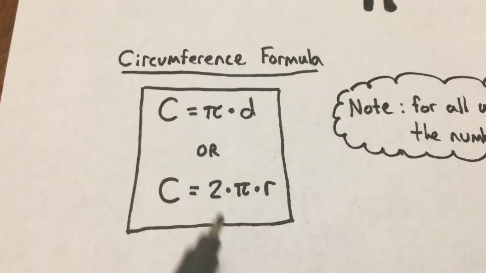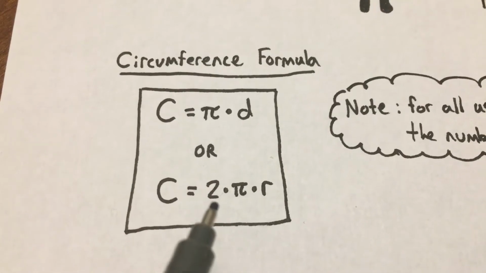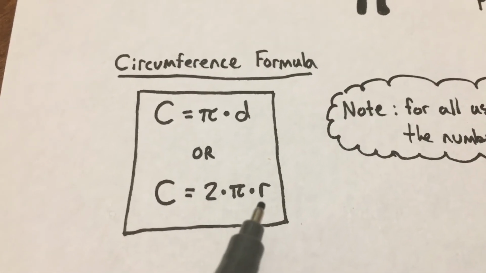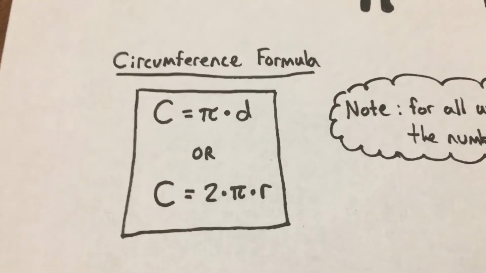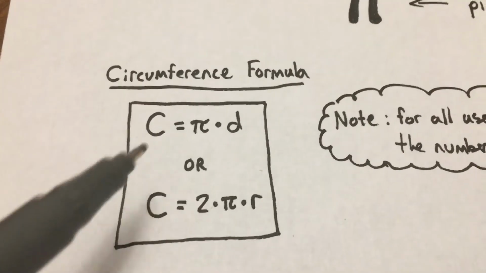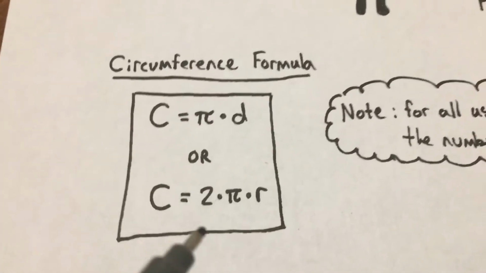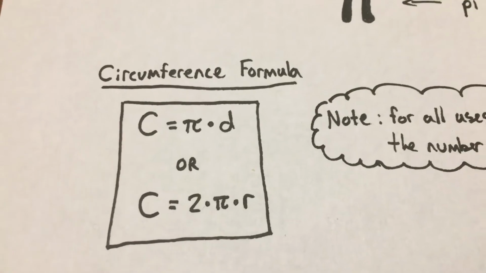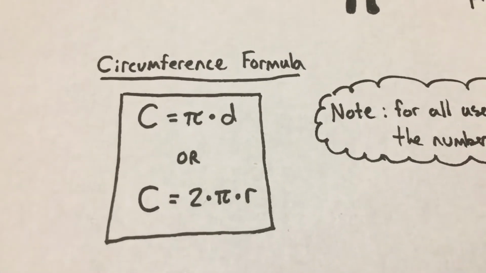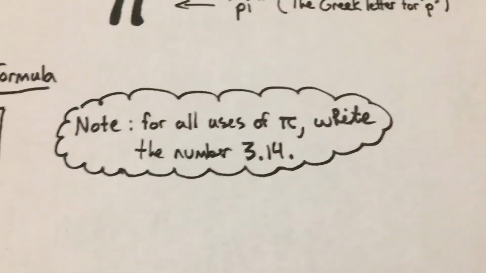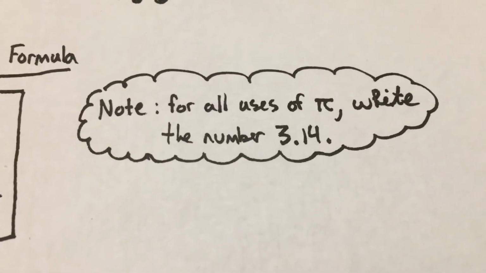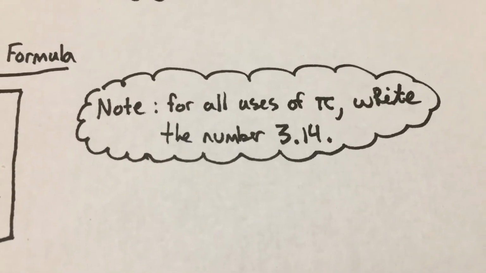If you look carefully, the relationship between these two formulas is that if you do 2 times the radius, well, guess what? That's the same thing as the length of the diameter. So it doesn't matter which formula you use, just make sure you pick the correct one according to what measurement you're given for your problem. So just note that for all uses of the symbol pi, write the number 3.14.